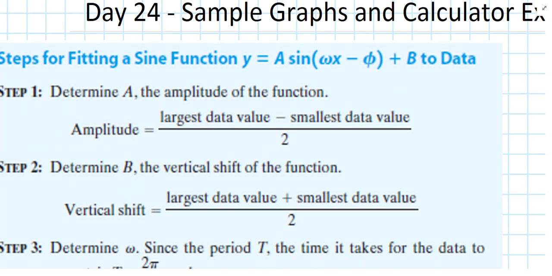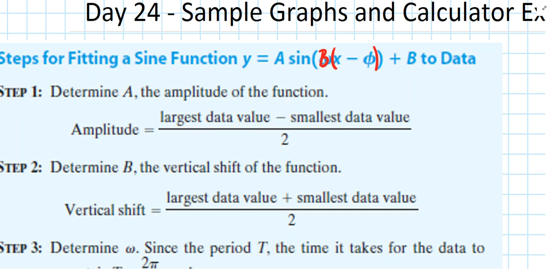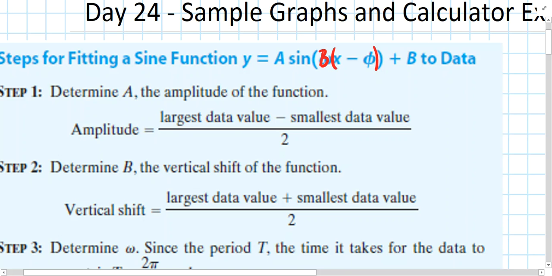I'm going to use the informal definition that we practiced in class last week. I'm going to change some of these letters. Instead of omega, I'm going to use the capital letter B for our horizontal stretching value, and instead of phi, I'm going to use the letter C for a horizontal shift.